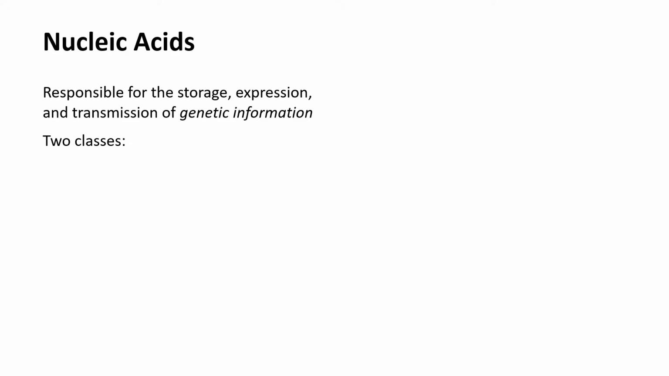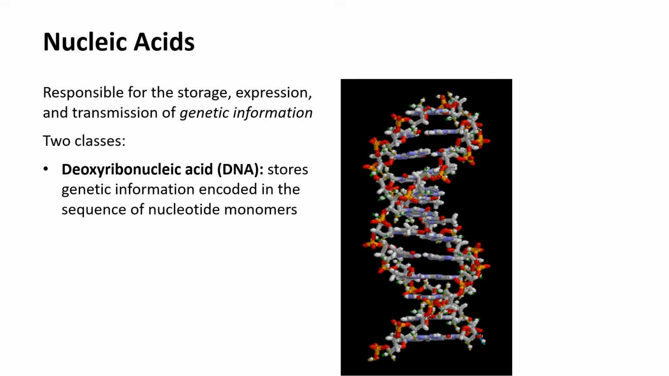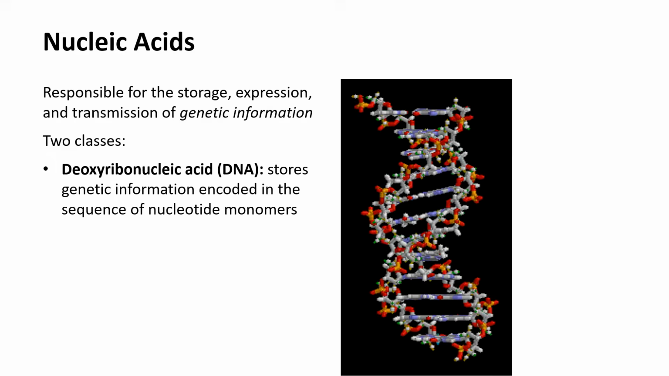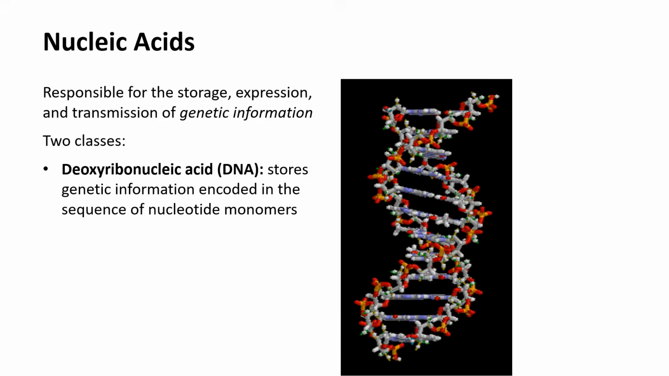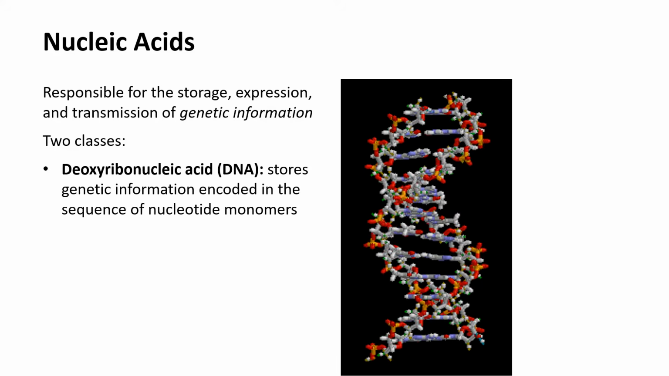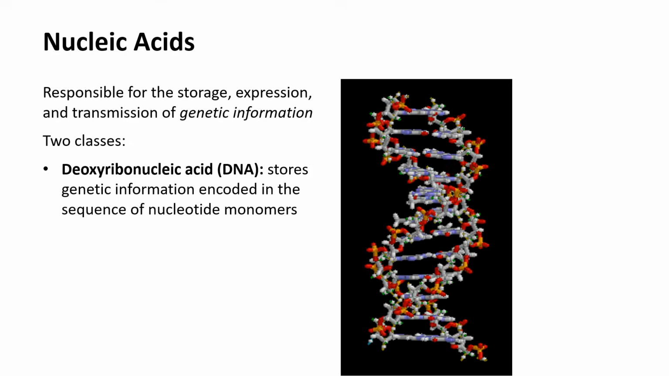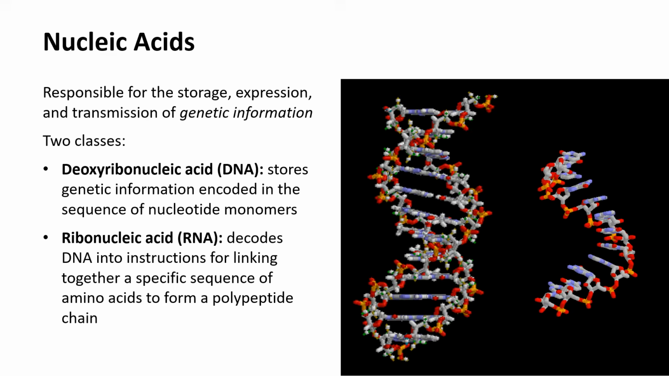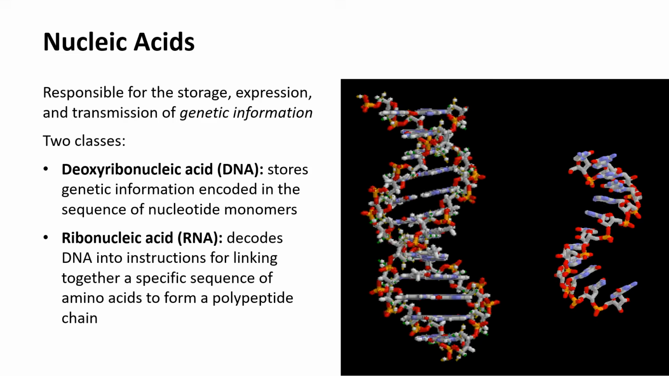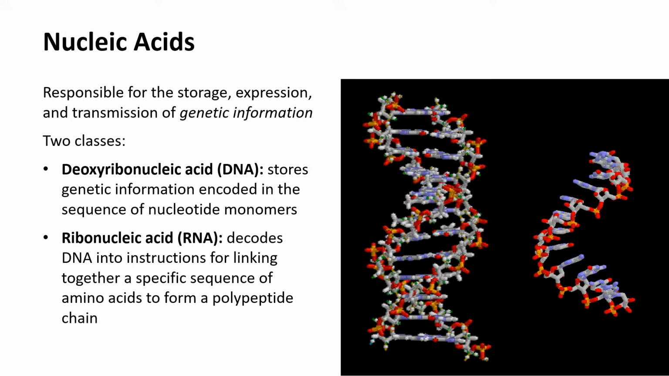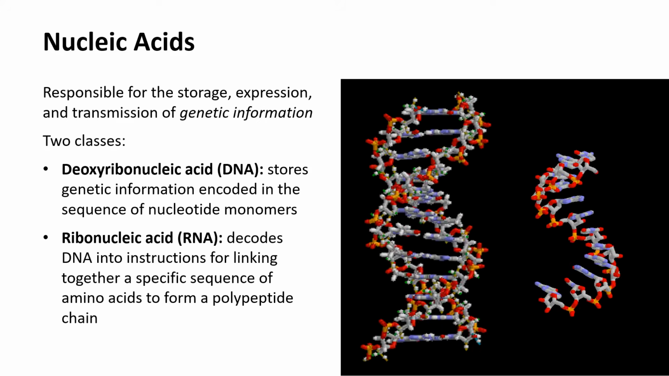There are two classes of nucleic acids. Deoxyribonucleic acid, which we commonly refer to as DNA, stores the genetic information encoded for the sequence of making proteins. We'll learn that DNA basically is a sequence of nucleotide monomers that has the code to make proteins. Ribonucleic acid, or RNA, is responsible for decoding the message in DNA and using that information to build a specific type of protein or polypeptide chain.